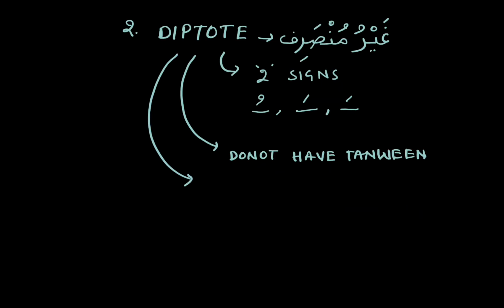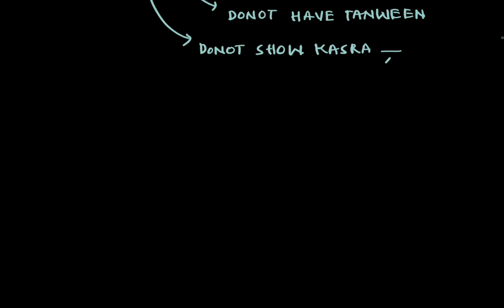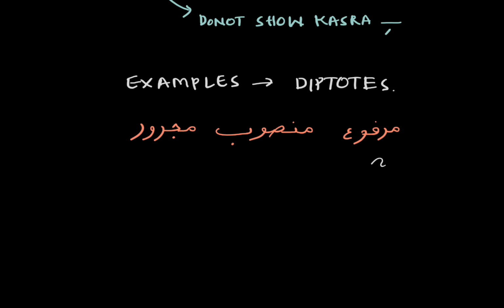And these diptote nouns do not show kasra. So let us see some examples of diptotes, that is mamnu min as-sarf, ghair munsarif. In the marfu state, the example is Ibrahimu. You can see dhamma at the end, so that means it is in the marfu state.